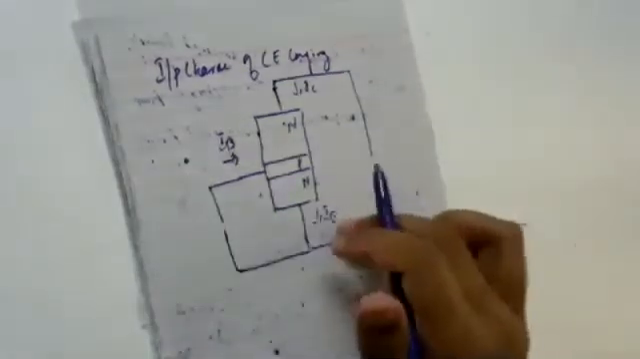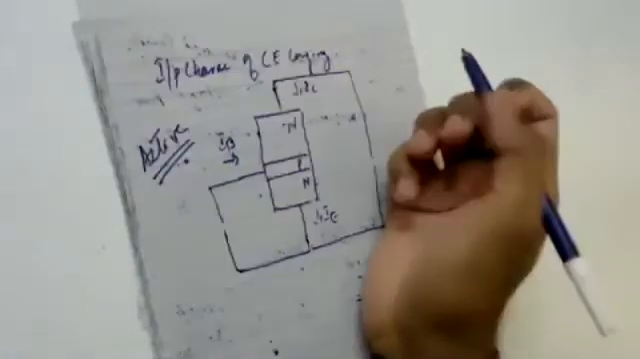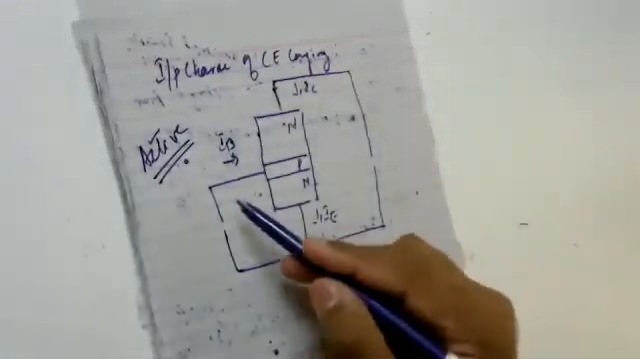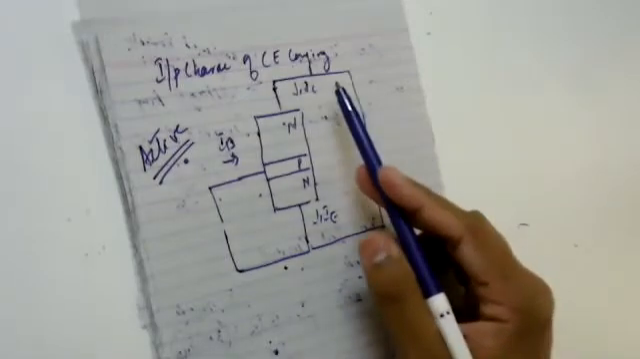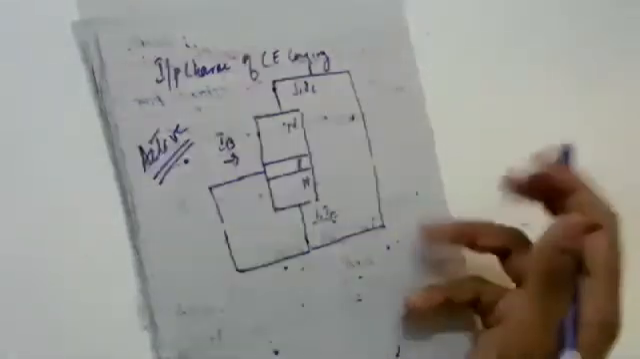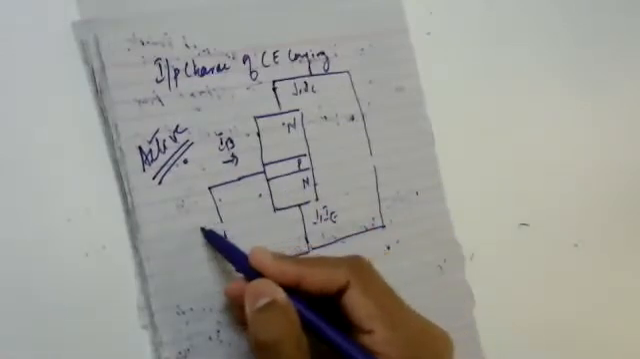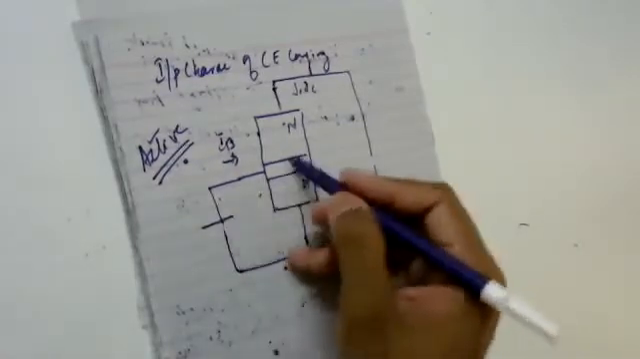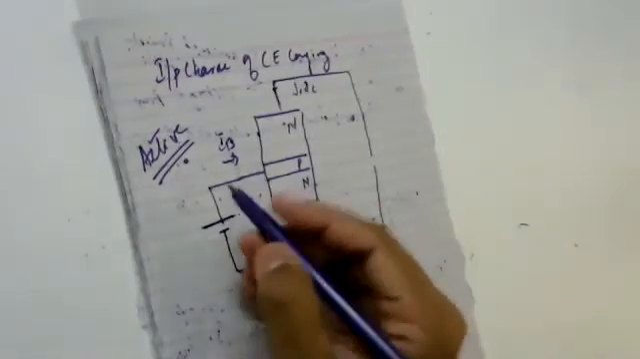Now I want to bias this transistor such that it is in the active mode. Since the transistor has to be in the active mode, the base-emitter junction has to be forward biased and the collector-base junction has to be reverse biased. With that intent, I'll connect positive to positive, negative to negative. So this becomes my VBB.